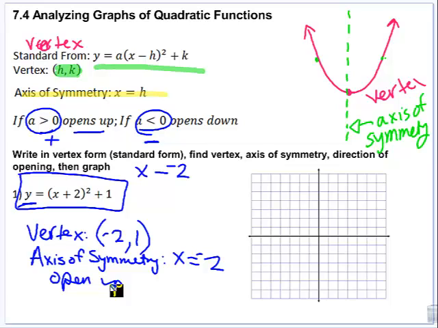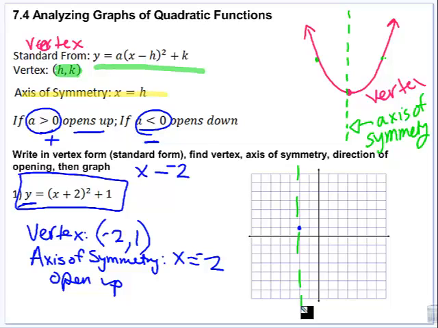So it's finding the vertex, axis of symmetry, and the way it opens from this. Okay, so now let's graph it. To graph it, what do you think we're going to start with? The vertex, right. Plot the vertex. So we're going to plot the vertex at negative 2, 1. I am going to dash in an axis of symmetry here at x equals negative 2.